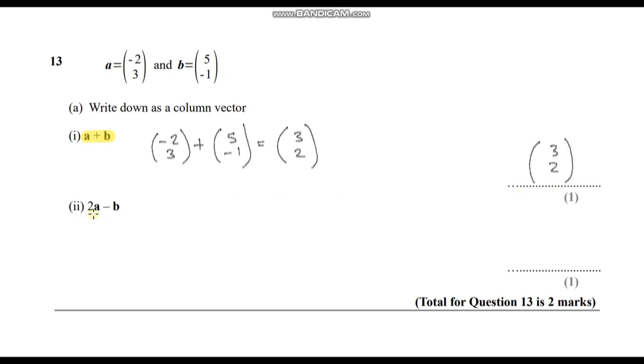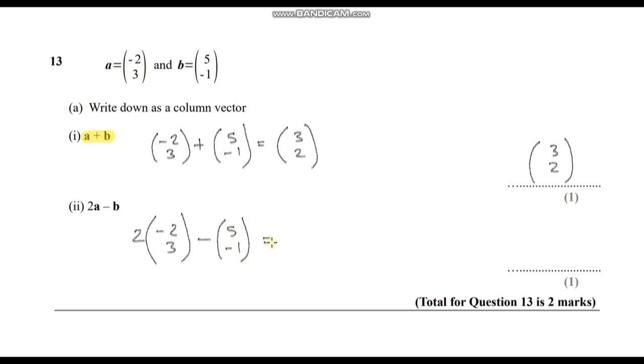Now let's do part 2. So this time we've got 2A. So we've got two lots of A. So 2 lots of (-2, 3). And we are subtracting B this time. So we're taking away (5, -1).